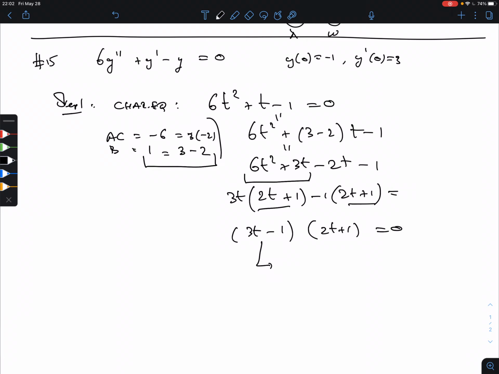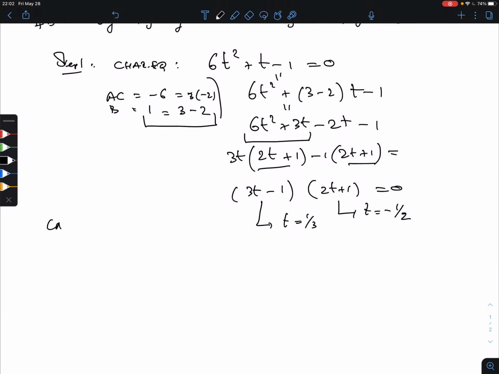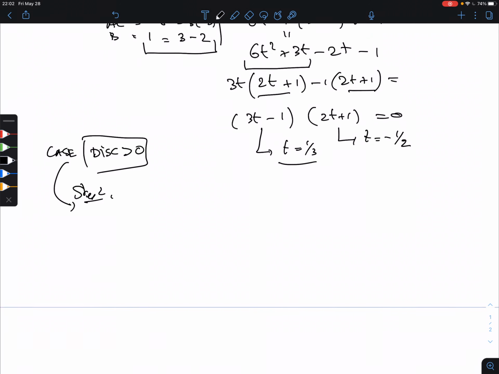And now we see that if we put this equal to 0, then t equals 1/3. If we put this equal to 0, t equals minus 1/2. So what are we dealing with? Which case are we? This is the case where the discriminant is positive, right? So we know, in step 2, that the general solution will be given by exponentials with those as coefficients: a e to the x over 3 plus b e to the minus x over 2. And again, the order in which you write this is not important.